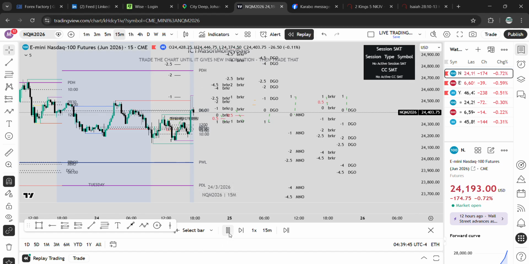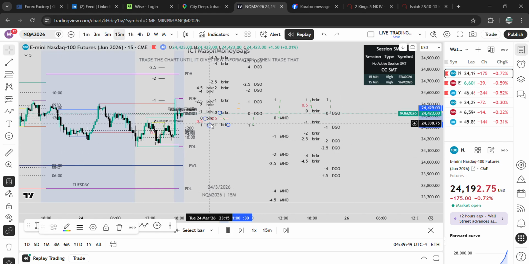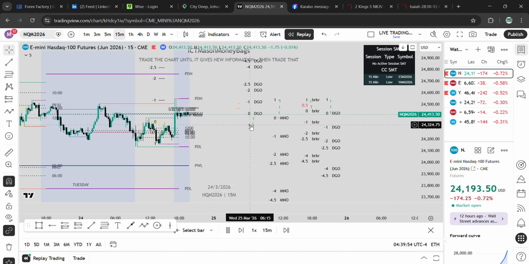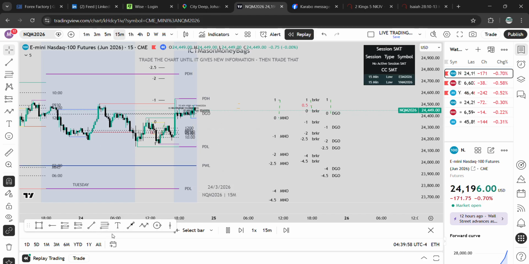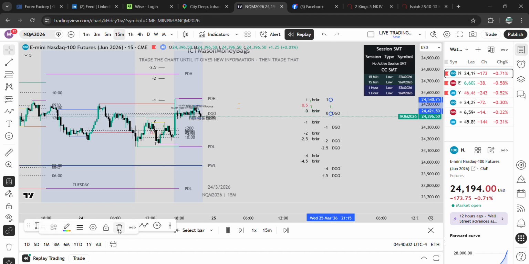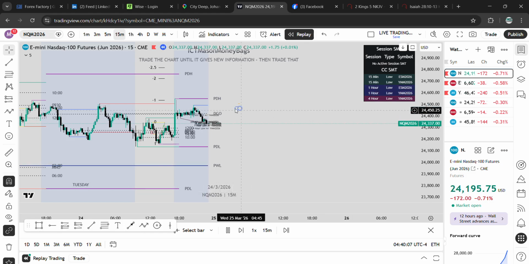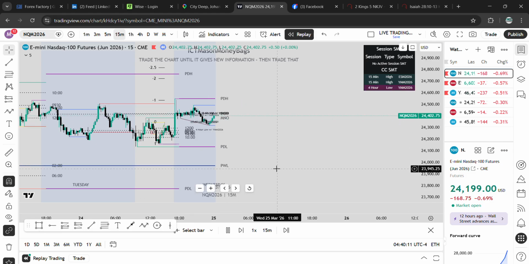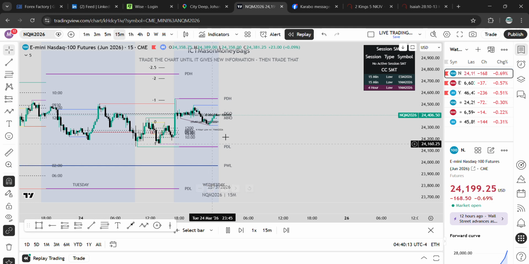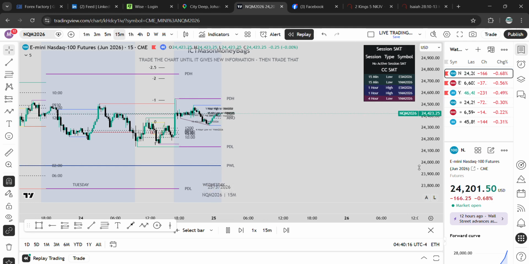So we open up. Just going to remove fibs so that I can do it by myself live. So we're just consolidating, not doing much. I'm only interested once Asia has established its session and once London comes in. Okay, so that's our previous day high, that's our previous day low.